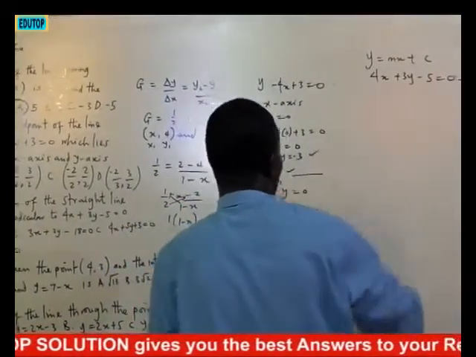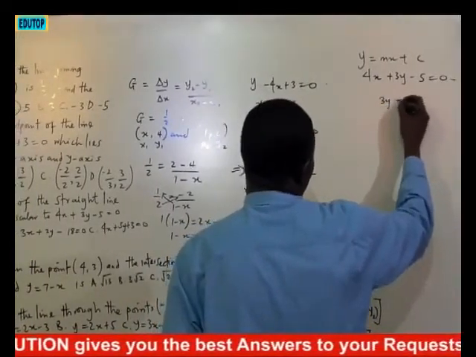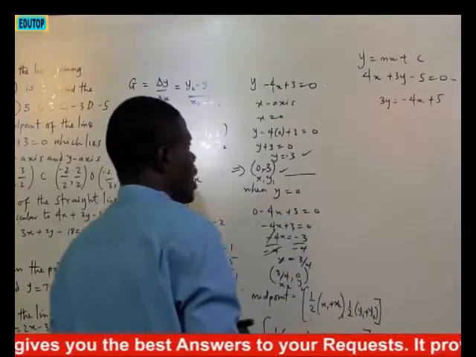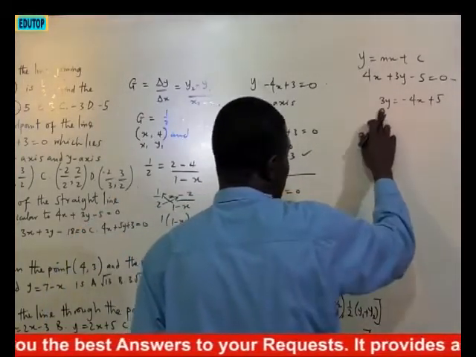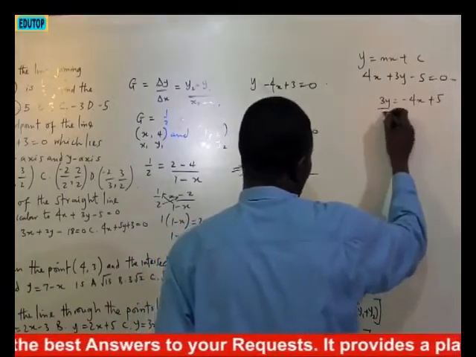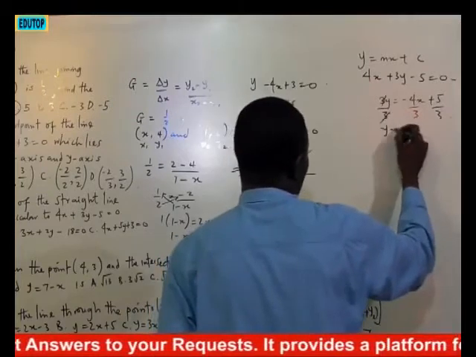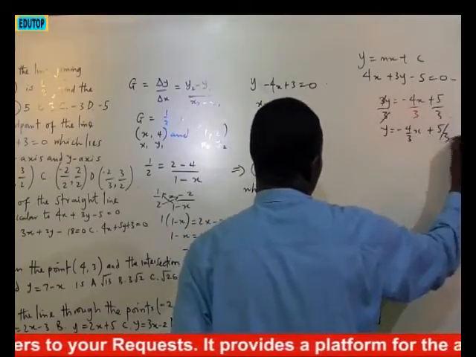You can see that y is the subject, so we transfer everything else to the other side. 3y equals minus 4x plus 5. That's what we're going to have. At this point the coefficient of y must be 1, but here it is 3, so we divide everything by 3. So y equals minus 4 over 3 x plus 5 over 3.